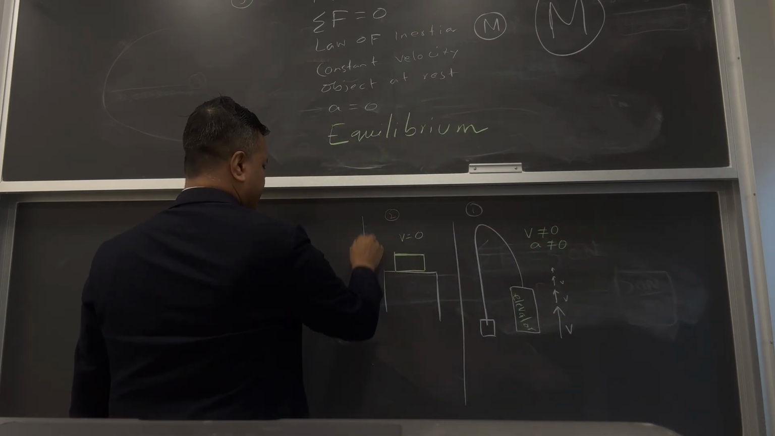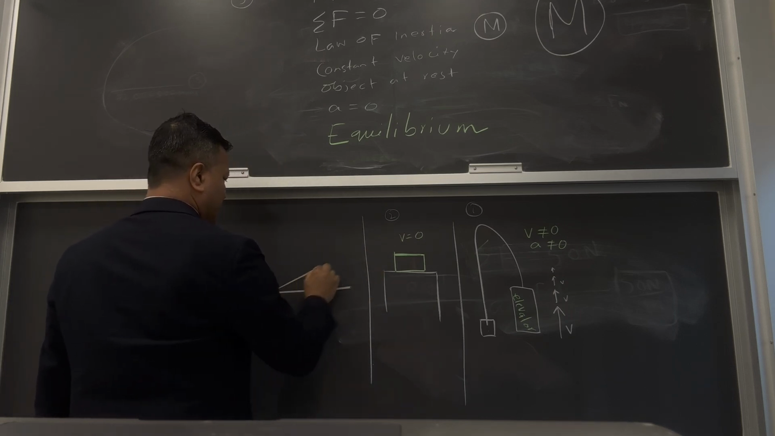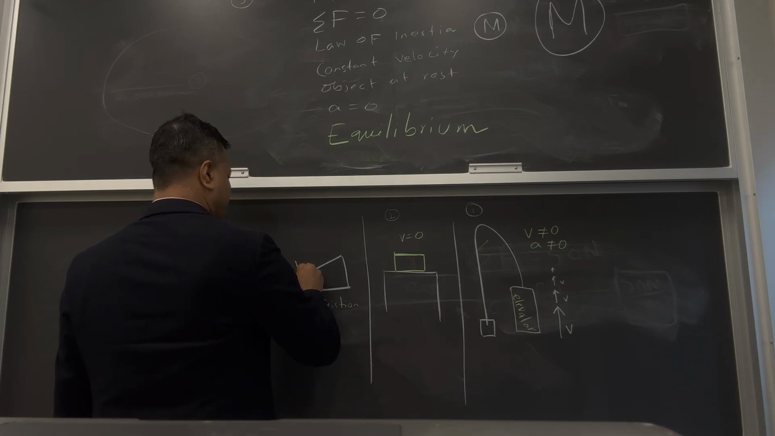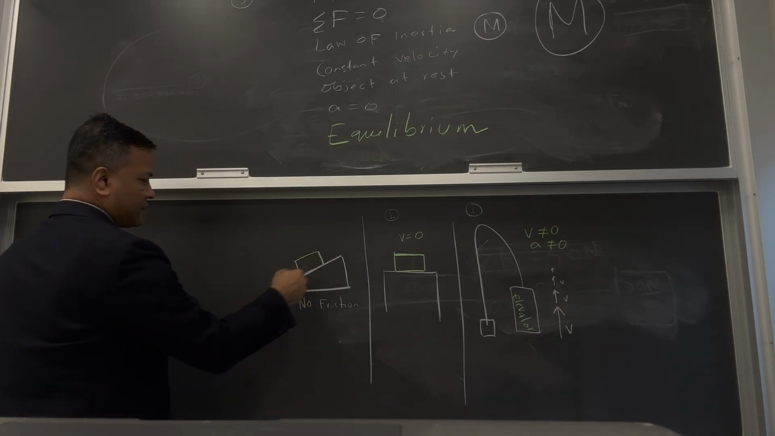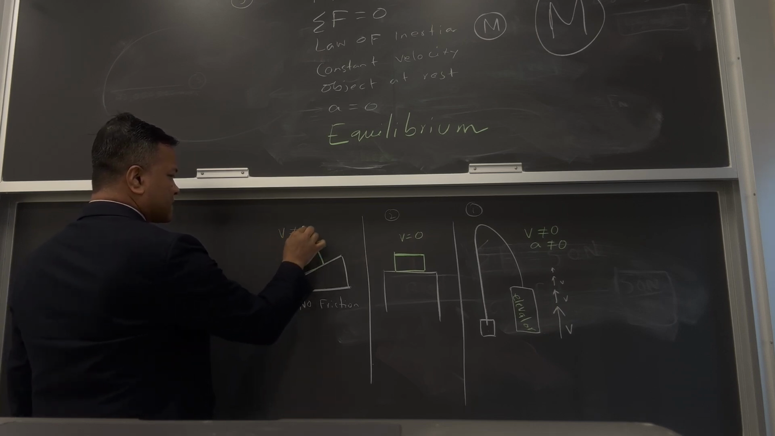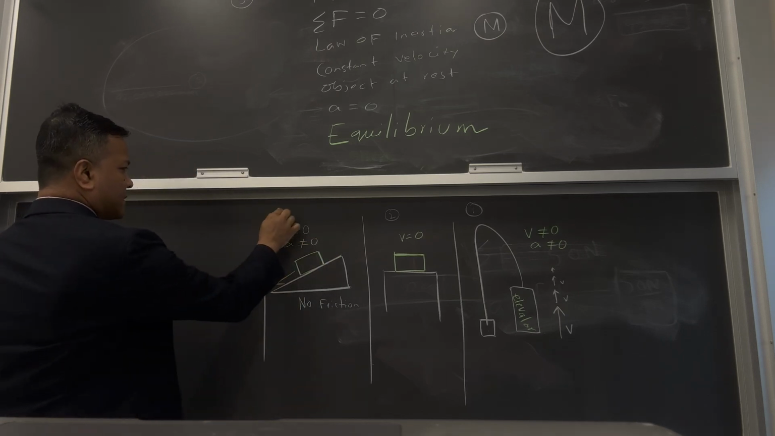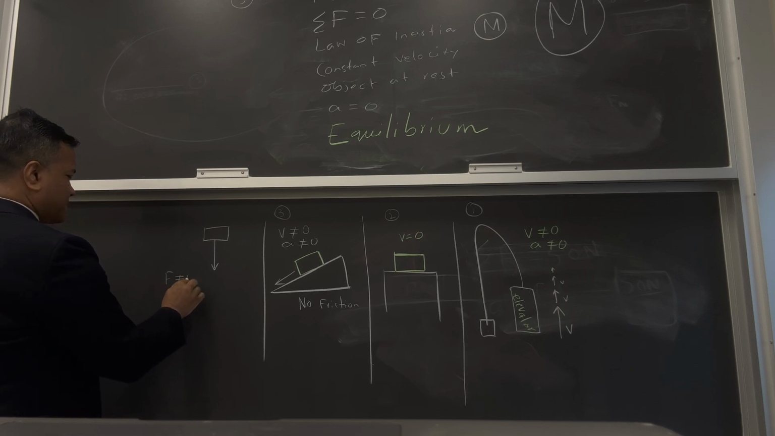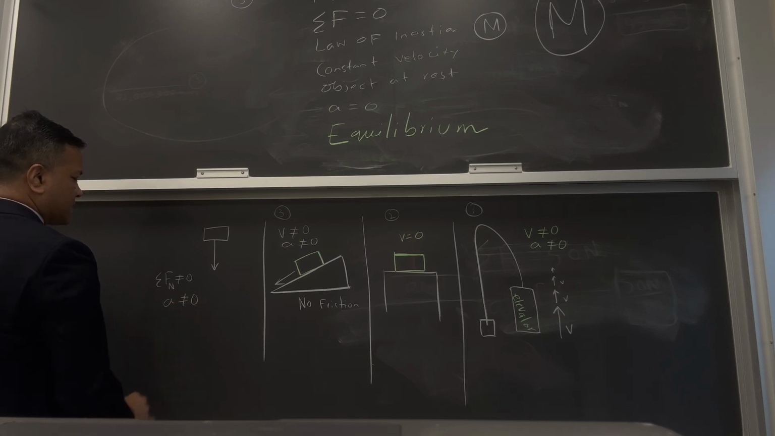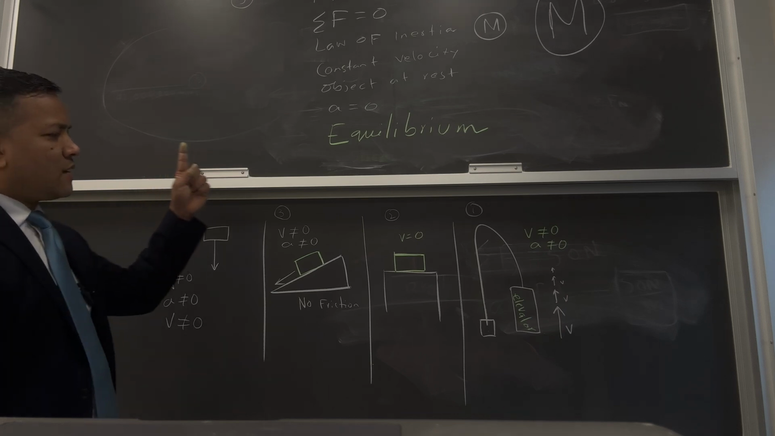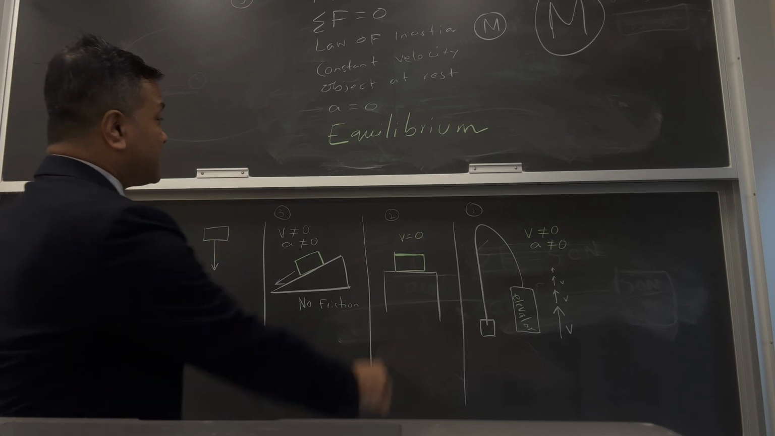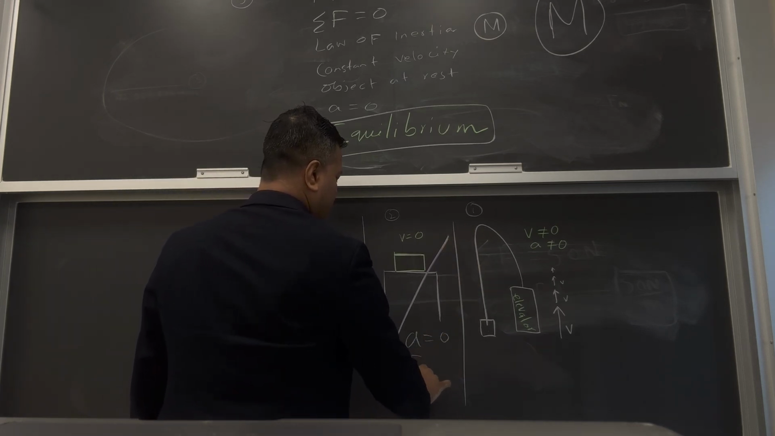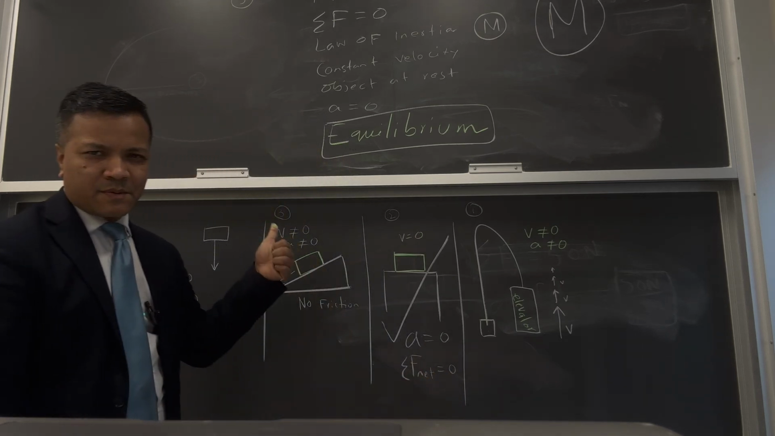Scenario 3, an object is moving on a frictionless, no friction, inclined plane. Even though there is no friction, the box is accelerating. So velocity is not 0, acceleration is not 0. And the last one is an object in free fall. When an object is in free fall, net force is not 0, acceleration is not 0, and velocity is not 0. Okay, so now which one satisfies the above condition to be in equilibrium? Only this one, because acceleration is 0, because net force is 0. And that was problem number 5.